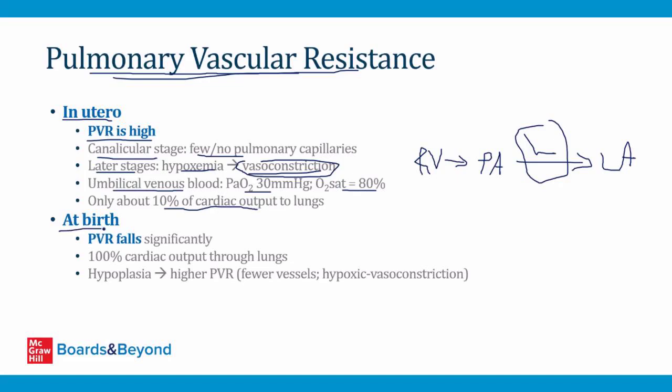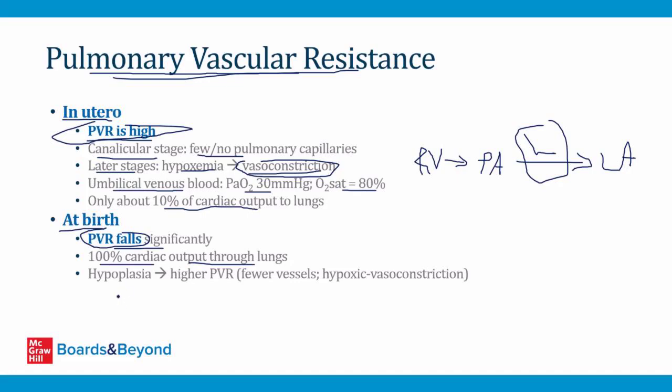Now, at birth, the PVR falls significantly. The baby takes its first breath of air, the fluid begins to leave the lungs, the oxygen in the lungs goes up, and those vessels stop being vasoconstricted. So at this point in time, you get 100% of the cardiac output through the lungs. And so in terms of basic physiology, what you want to know for your Step 1 exam is that in utero, the PVR is high, and at birth, the PVR falls.